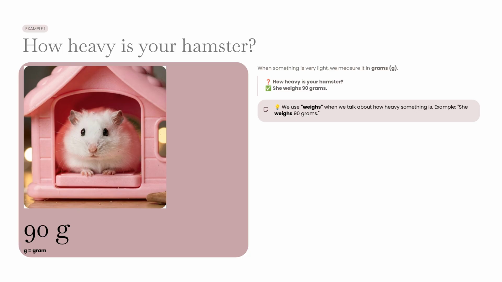Example 1. How heavy is your hamster? It weighs 90 grams. When something is very light, we measure it in grams. We say, she weighs 90 grams. Remember, we use weighs to talk about weight.